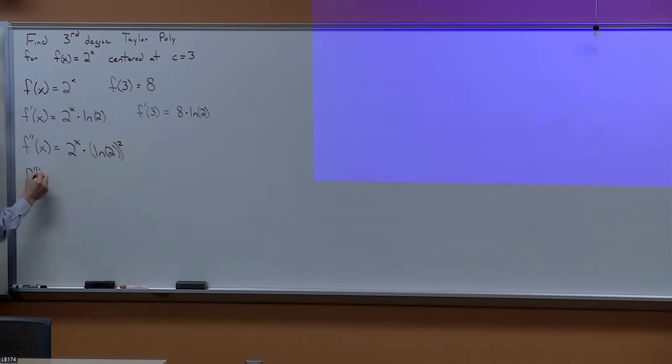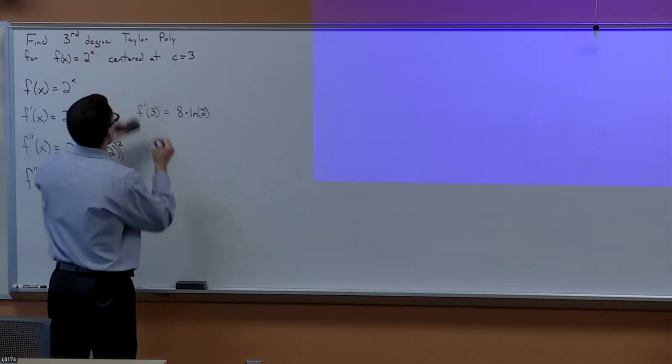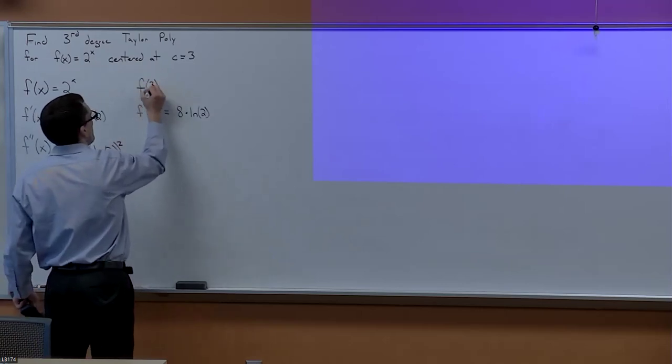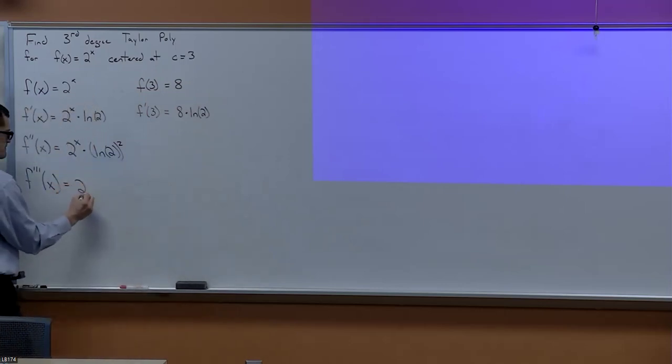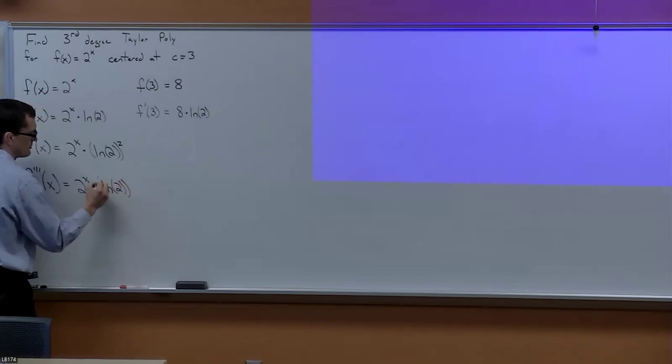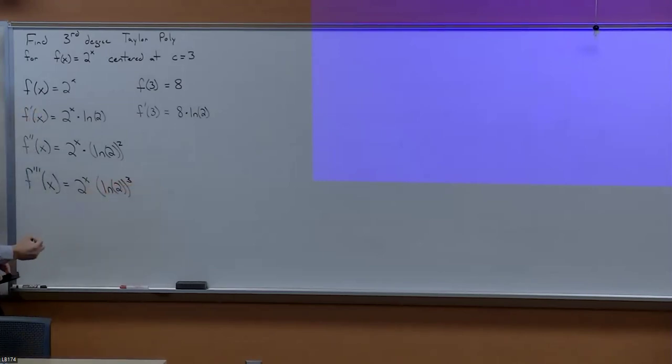Might as well take a third derivative before I plug things in too. Sometimes I take all the derivatives, then plug in 3 and everything. Other times I'll just start plugging in 3 and then take a derivative and plug in 3 and take a derivative and plug in 3. It really doesn't matter which way you do that. If I take another derivative, I'm going to have to multiply it times another natural log of 2. So I'm going to multiply it times natural log of 2 3 times.